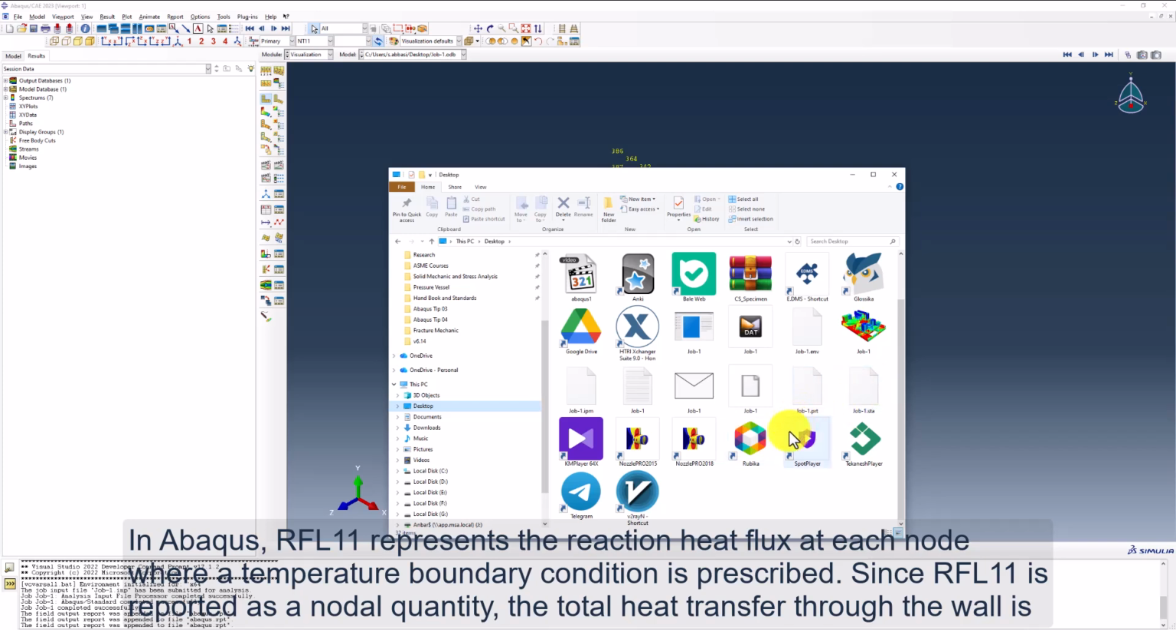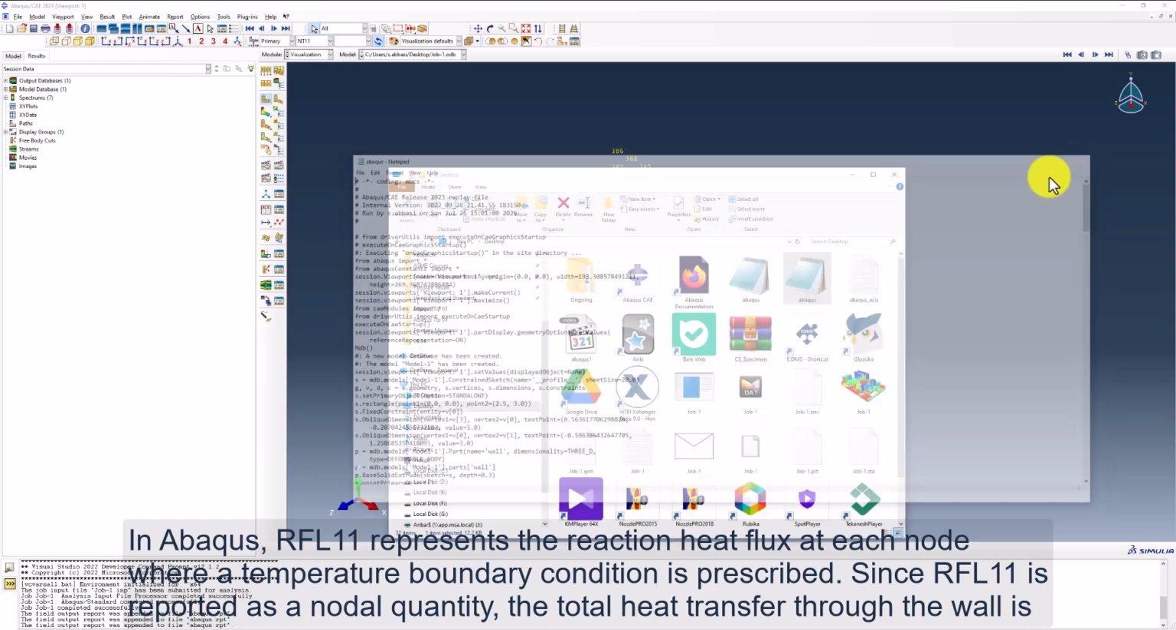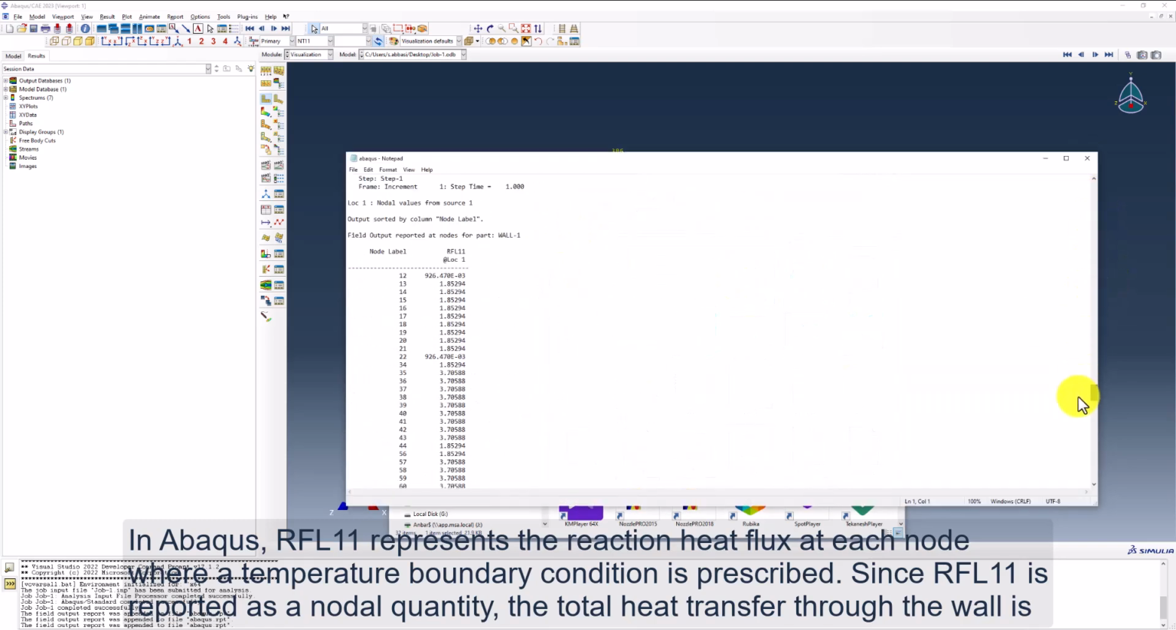This example demonstrates how finite element analysis can be used to solve steady-state heat conduction problems and verify classical heat transfer solutions. Thank you for watching.